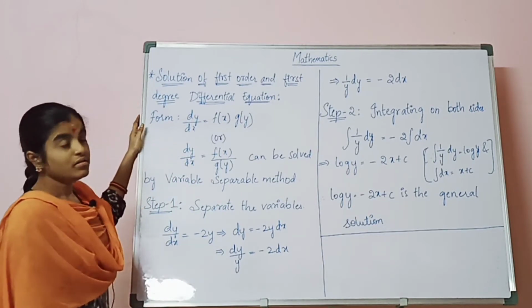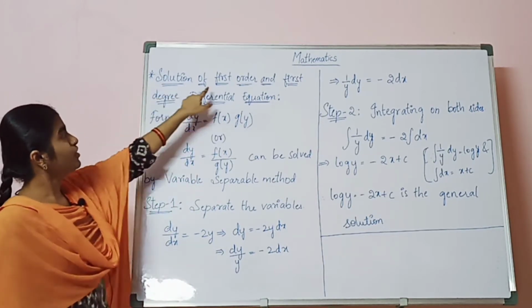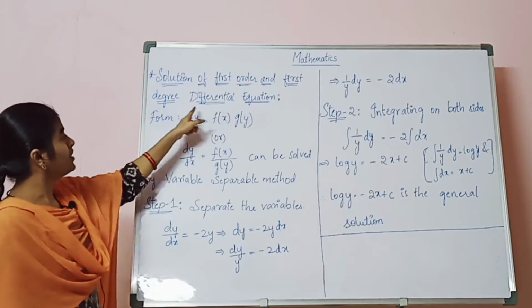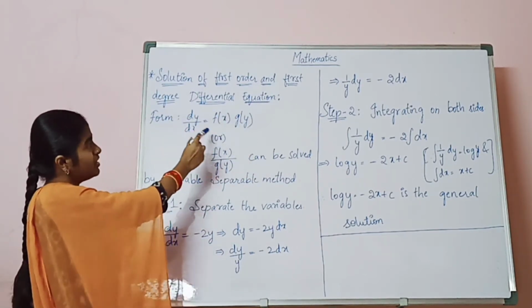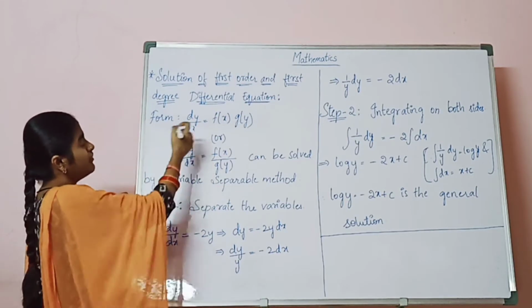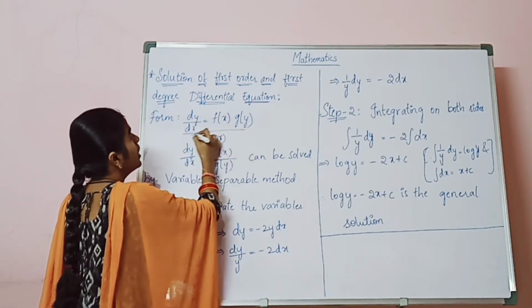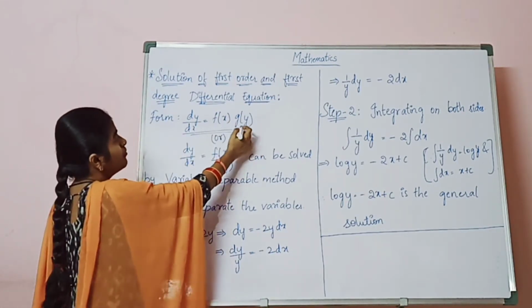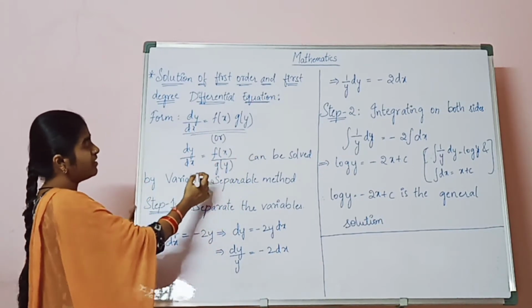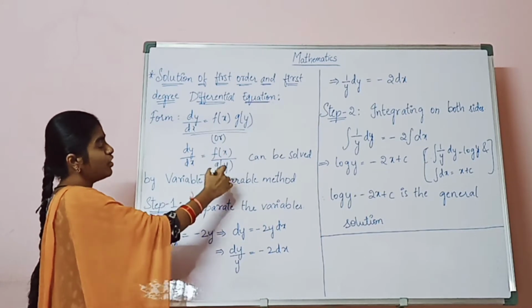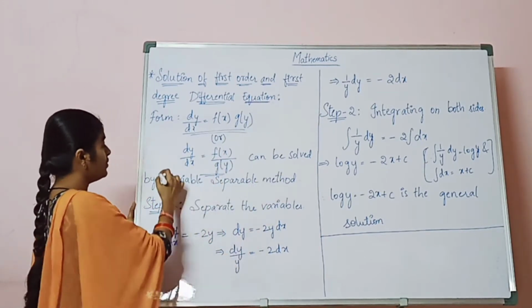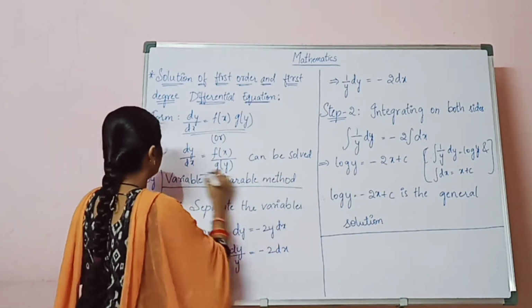In this video I am going to deal with differential equations. So today our topic is solution of first order and first degree differential equation. What is the form? dy by dx equals f of x into g of y, or this may be written as dy by dx equals f of x by g of y. This can be solved by variable separable method.